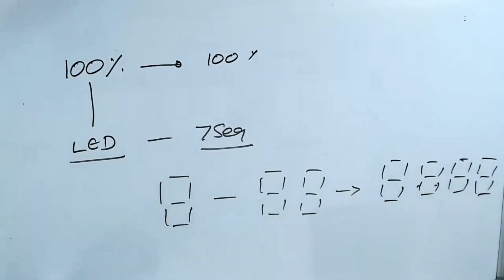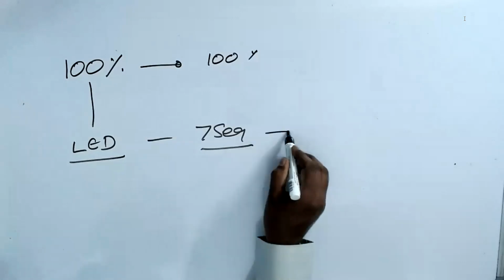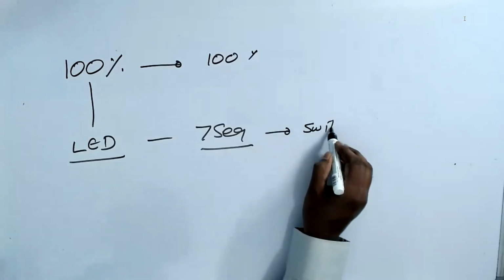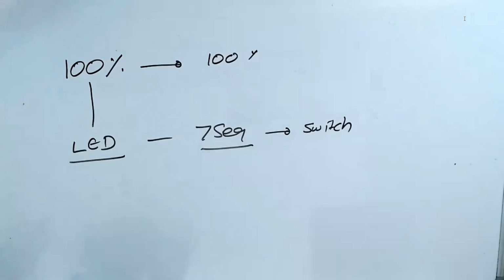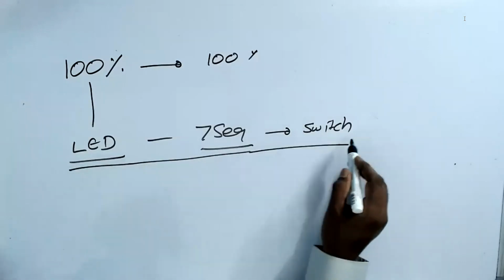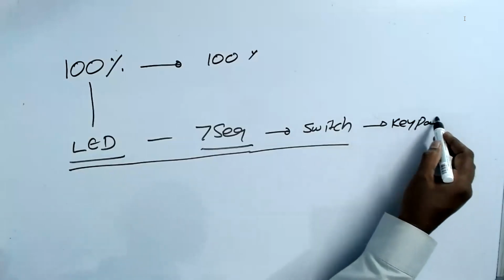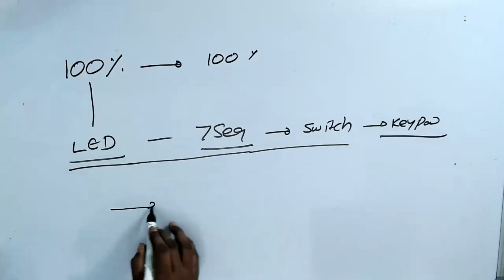Then you do the quad segments. That is fine. Then, once you have done this, move it to switch. This is a sequence. Don't try to bypass a sequence. LED, 7 segment, switch. Then to keypad. Then to dot matrix.